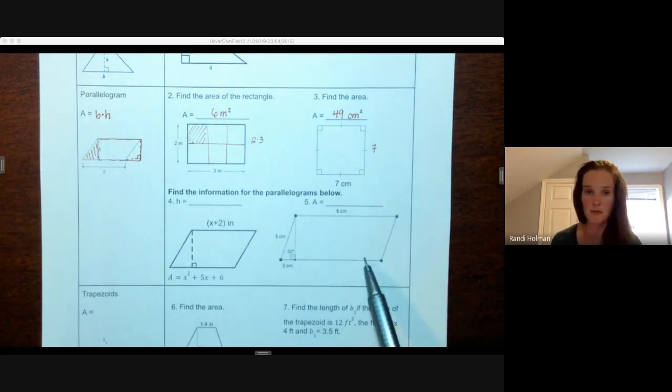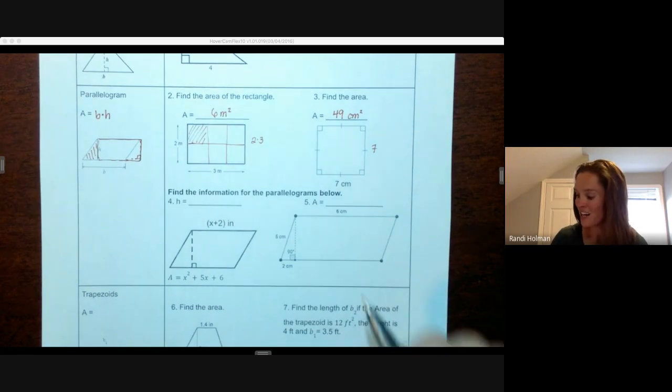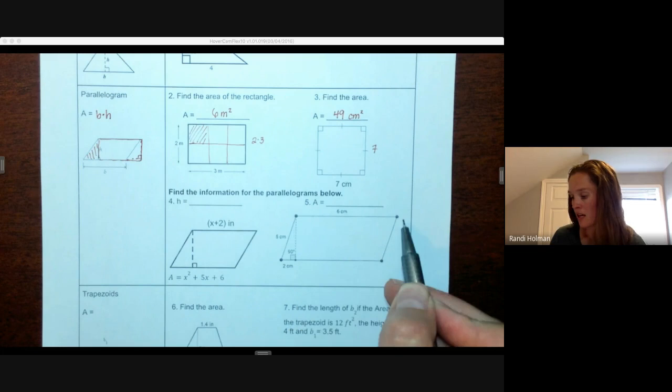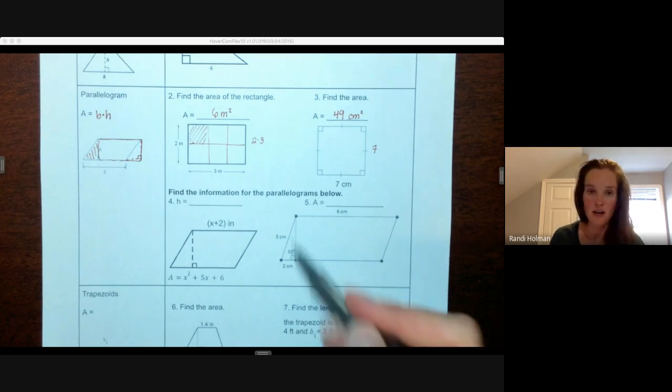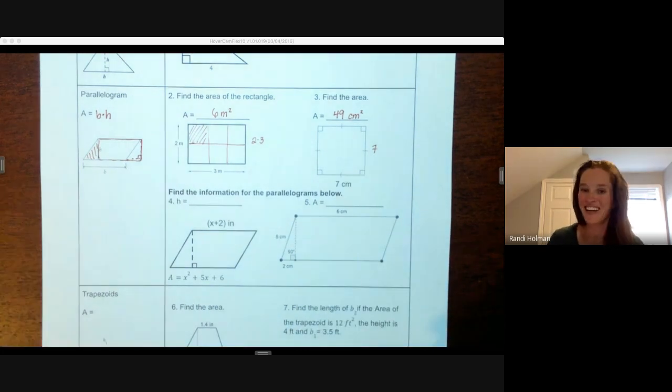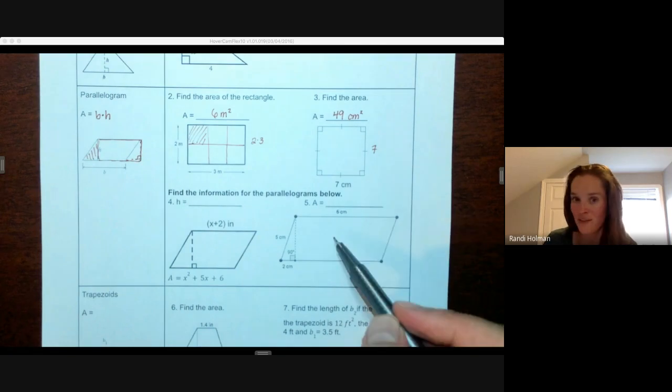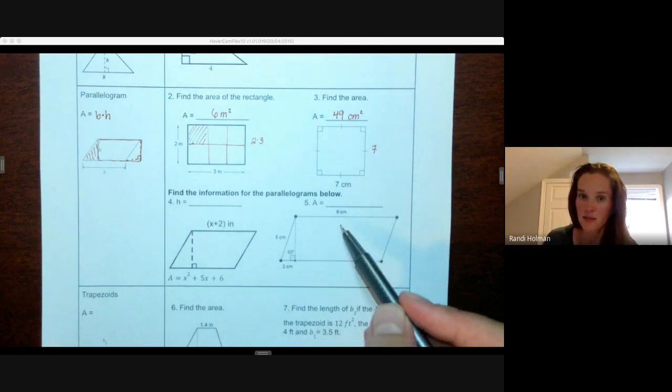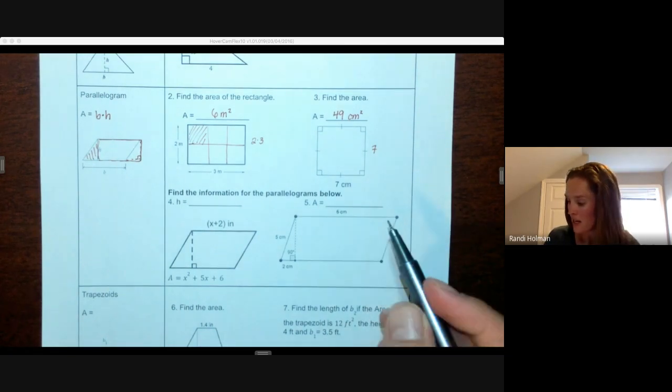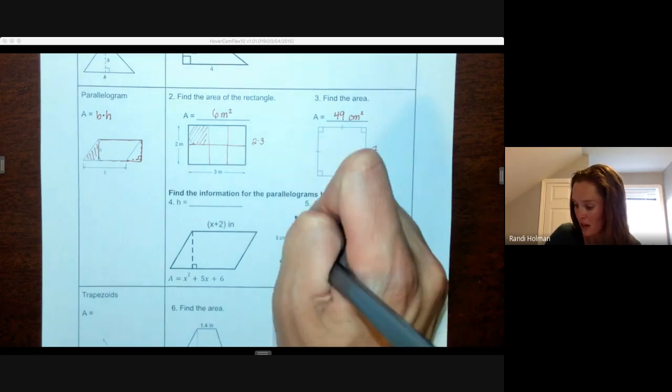We'll skip over to number 5 here. We'll come back to number 4 in a second. So we know that this is 6 centimeters and this is 5 centimeters. This is a very out of proportion drawing, so just ignore that for now. But we're looking at finding our area. So we're going to be looking at the height, which is this guy here.